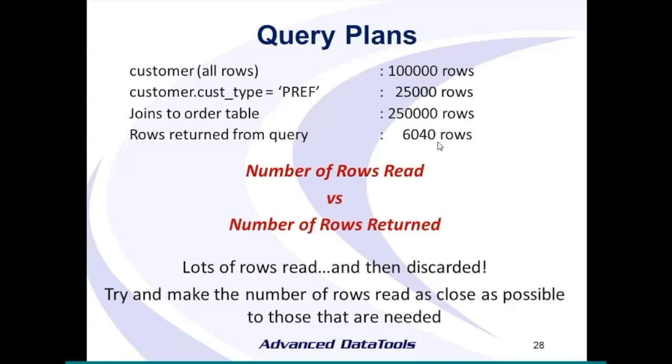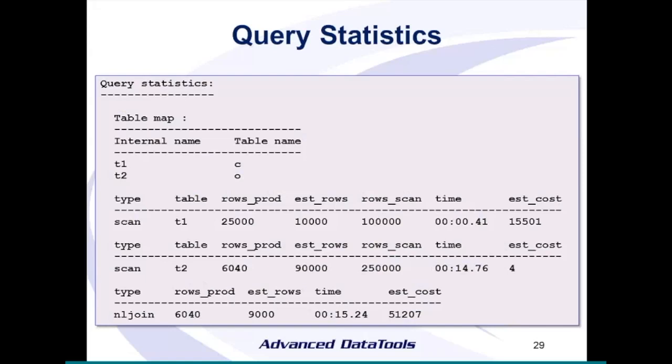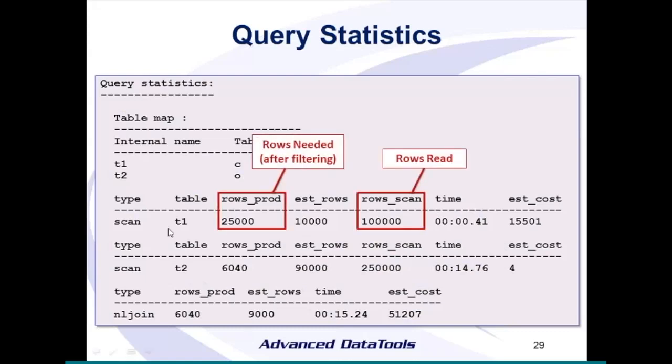So using the query statistics that are produced at the end of the query plan, we can take a closer look to see where the actual time was spent. Looking here at the first table, which is the customer table, we know we were doing a sequential scan on that table. We can see here the 100,000 records that were read, but after the filter was applied, we only ended up with 25,000 records.